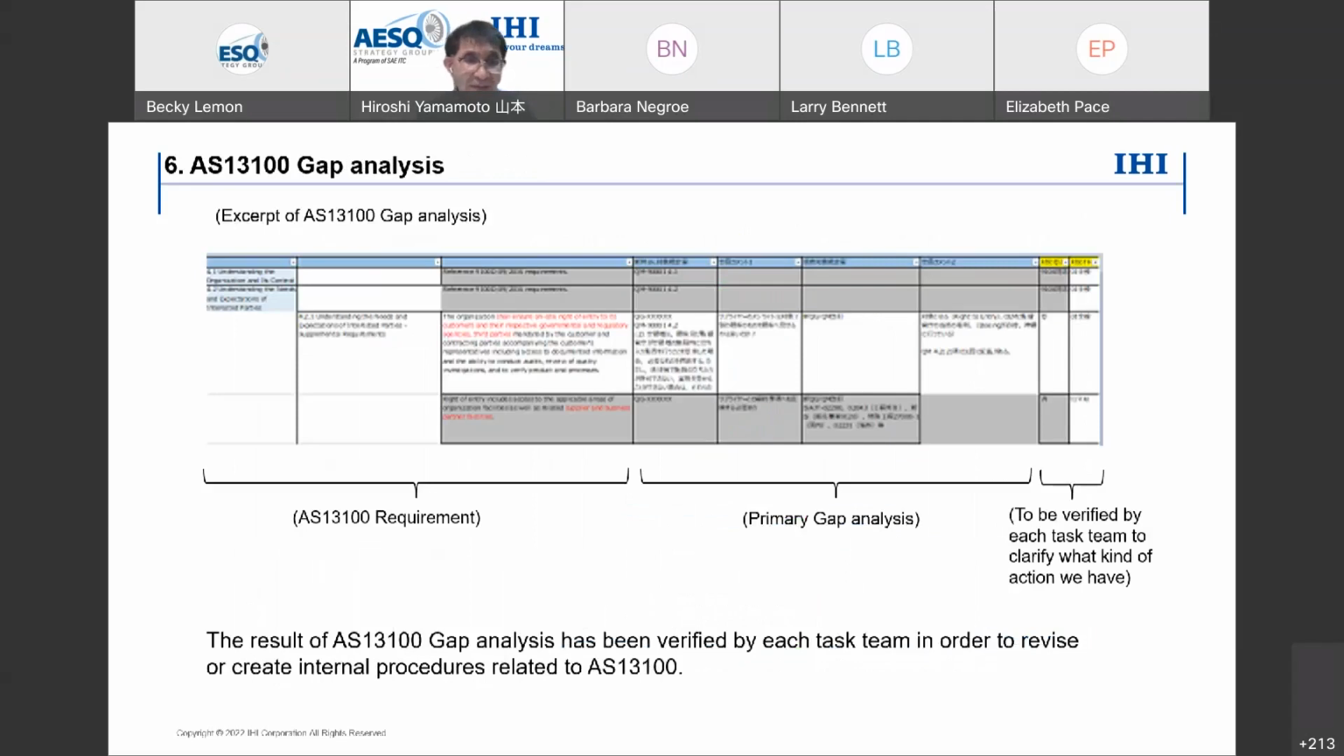Left-hand side showing the AS13100 requirement, the middle side is the primary gap analysis, and right-hand side showing where we verify the status. The result of the AS13100 gap analysis has been verified by each task team in order to revise or create internal procedures related to AS13100. Next, please.